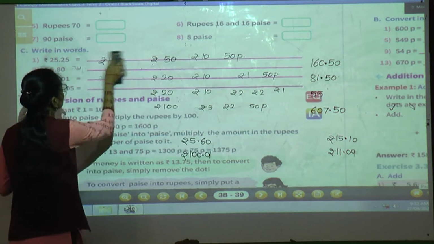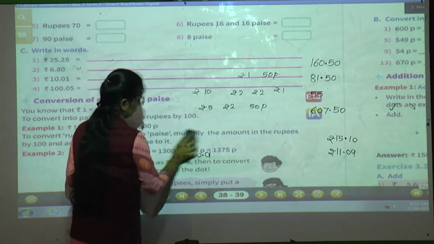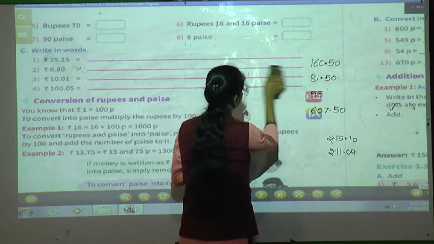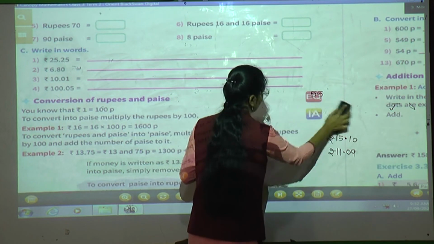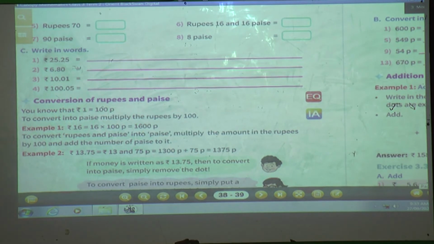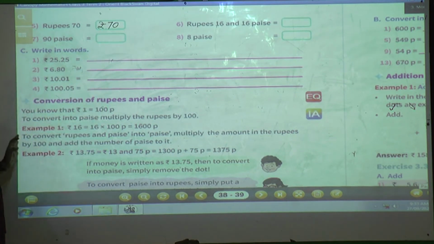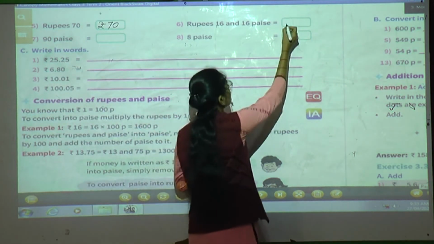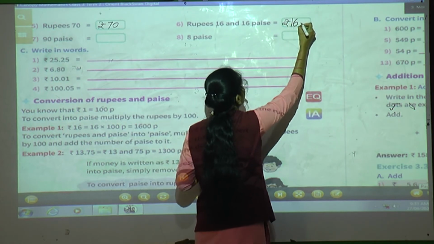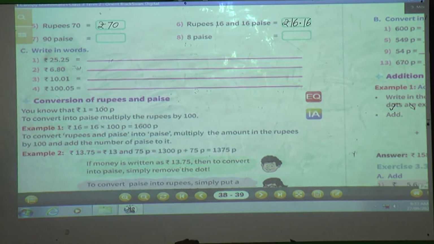See the fifth number. Rupees 70. How will you write rupees 70? Here only rupees 70. Okay. Next, rupees 16 and 16 paise. So write first rupees 16, then give a dot and then 16 paise. Next, 90 paise. Now see here, no rupees are there. Means 0 rupees are there.